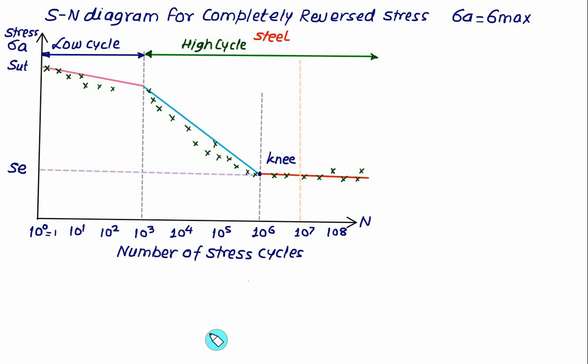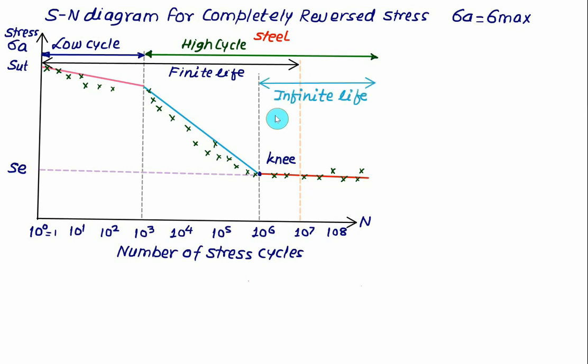Here we are using two terms: one is infinite life, and the other is finite life. If the component survives up to 10 to the power 7, it will be called the finite life. So from 1 cycle to 10 to the power 7 cycles, it is called finite life. And there is an overlap between the finite life and infinite life. Infinite life means that if the component survives from 10 to the power 6 onward, it will be called infinite life. So this zone is an overlap between finite life and infinite life.